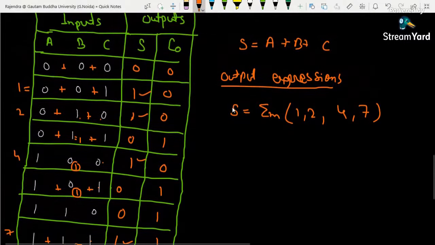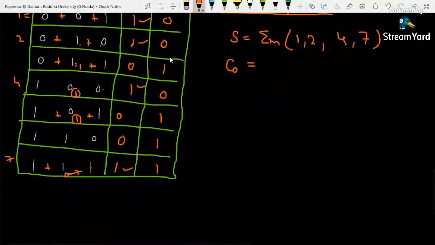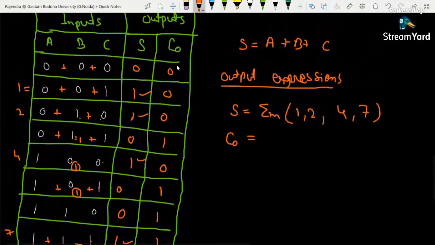Similarly, the next output expression is C naught, the carry out. For C naught, check in this column where you are getting a high output.